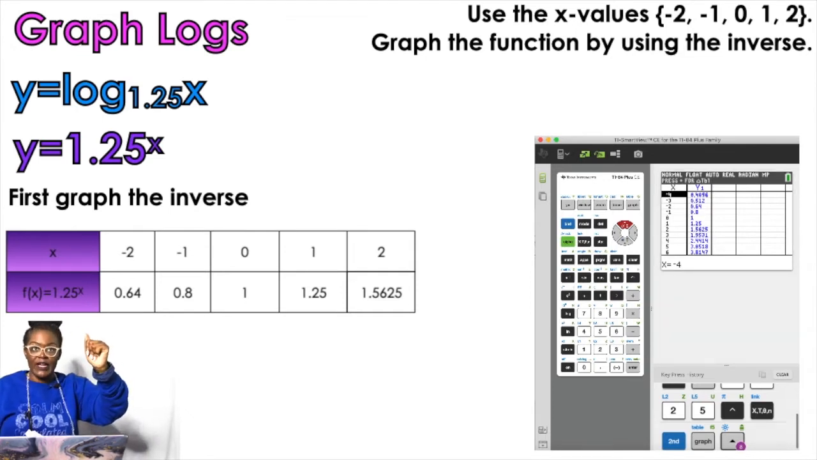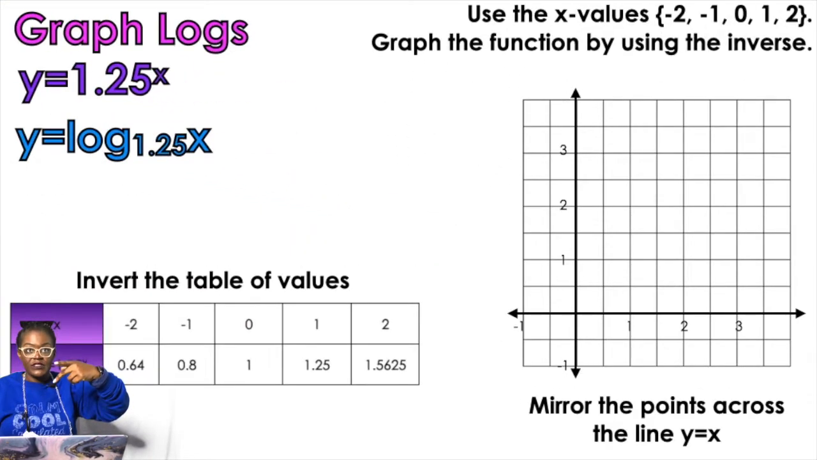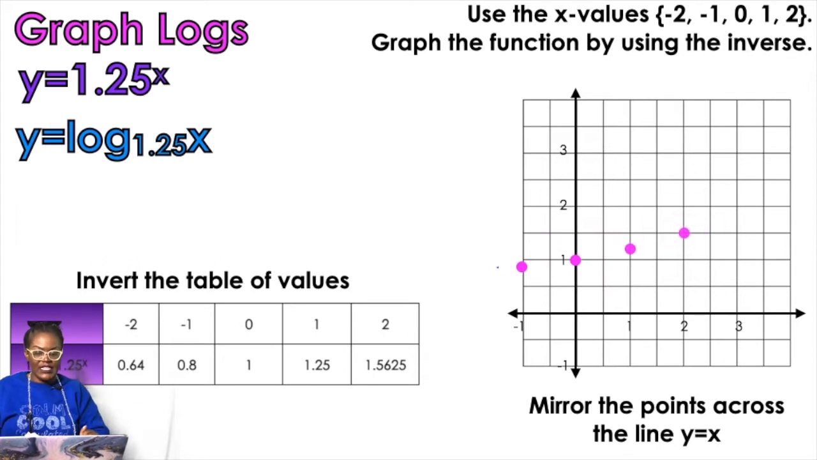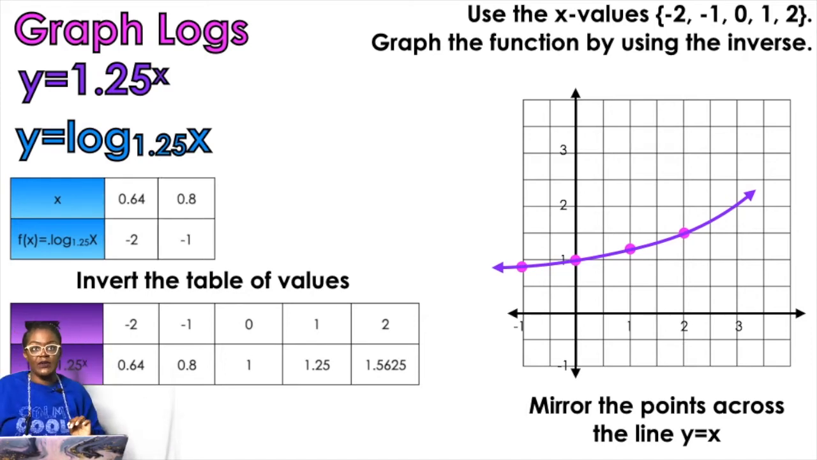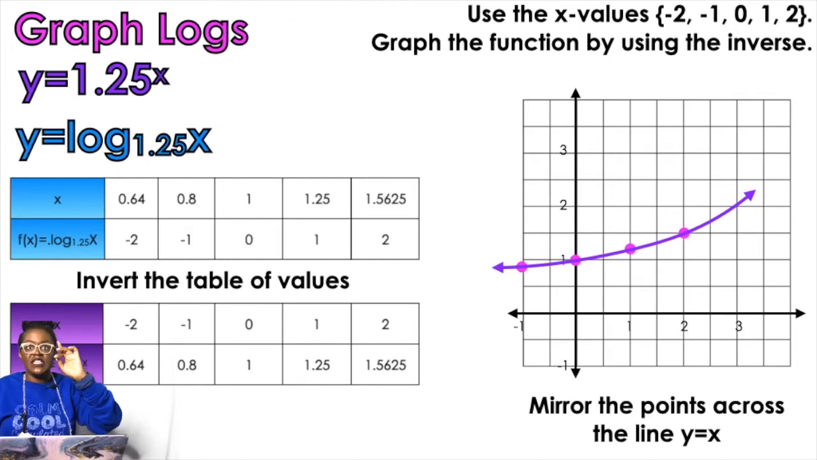Okay, so then what you do is you take that table and you invert the values. So we'll plot those points. We did that method already. So when I take the table, I can invert those values. So instead of negative 2 comma 0.64, it's 0.64 comma negative 2. Instead of negative 1 comma 0.8, it's 0.8 comma negative 1. So on and so forth. So we're just inverting those values.